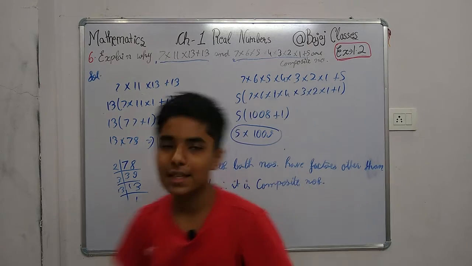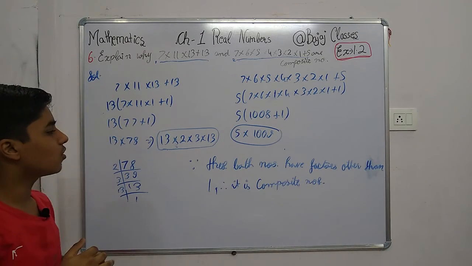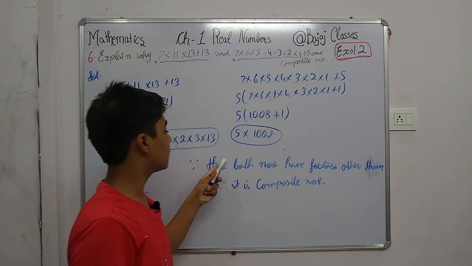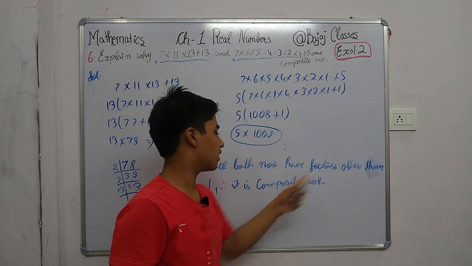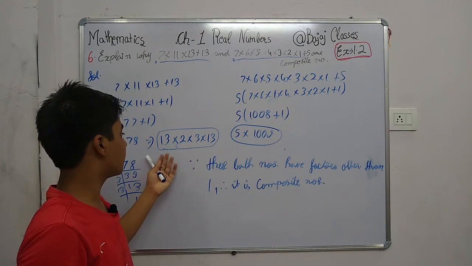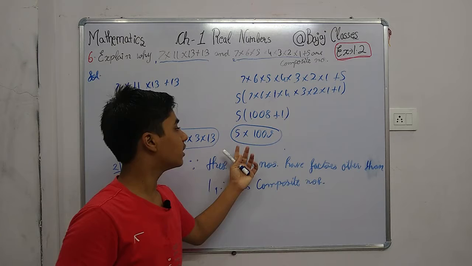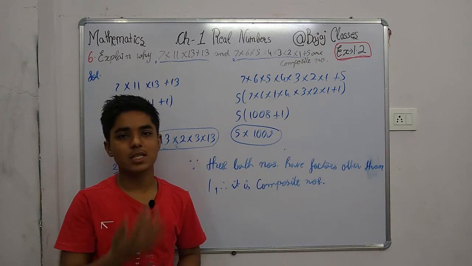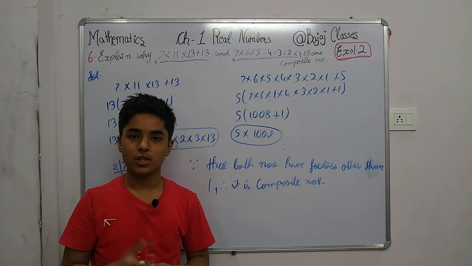So, by this method, we have solved the sixth question also, and we have to write the sentence in the end that these both numbers have factors other than 1. Therefore, it is a composite number. In this case we have factors 13, 2 and 3, and in the other case 5 into 1009. So in this way we can solve the sixth question and other similar questions like this.